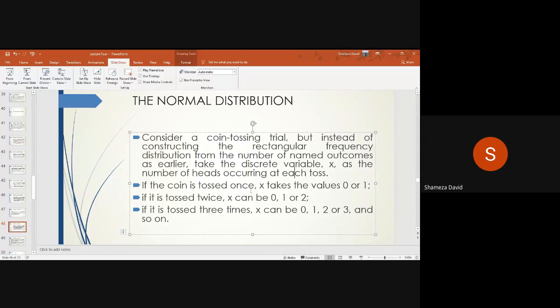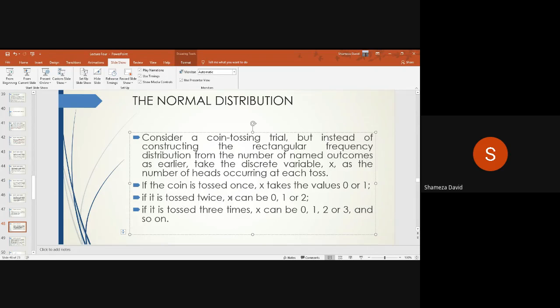So if we toss the coin one time, then we know that either we can get one head, because we're only concerned with head. So we can get one head, but if it lands on a tail, then that is equivalent, that's the same as saying we get no head. So we can get either 0 or 1.